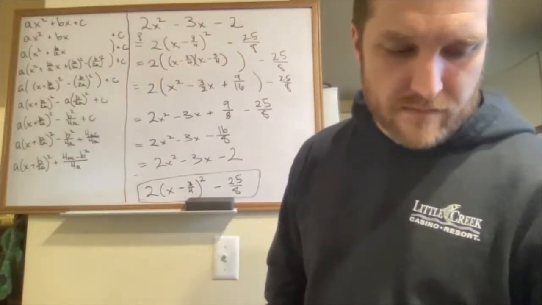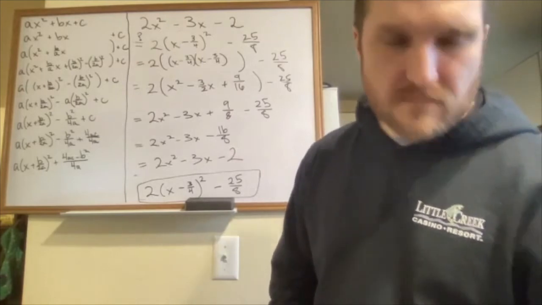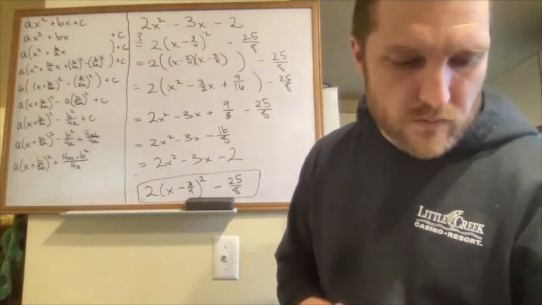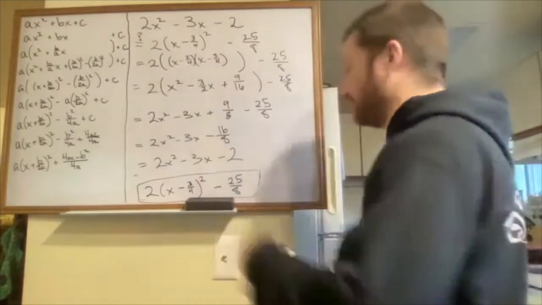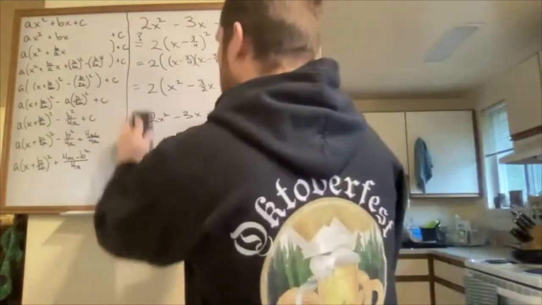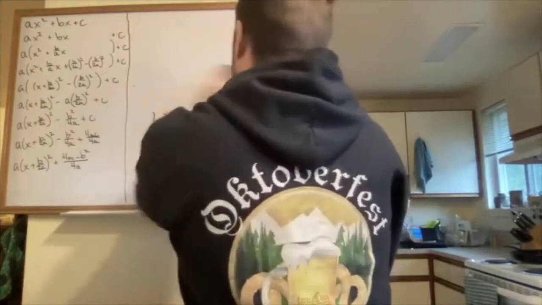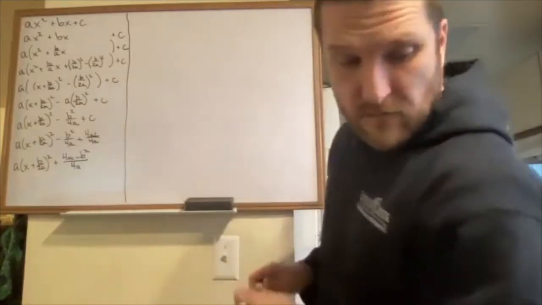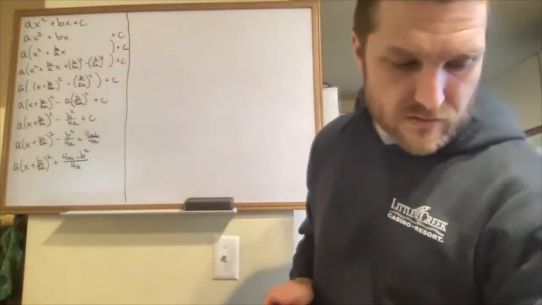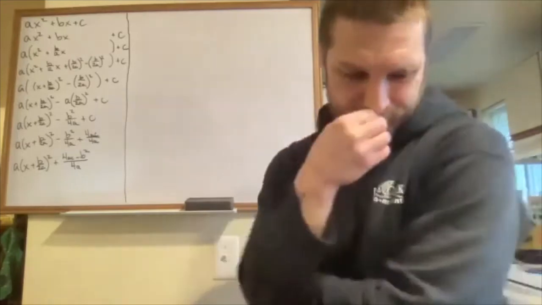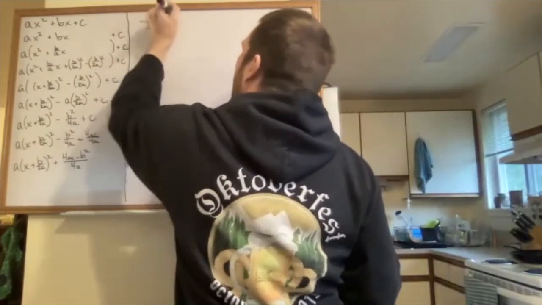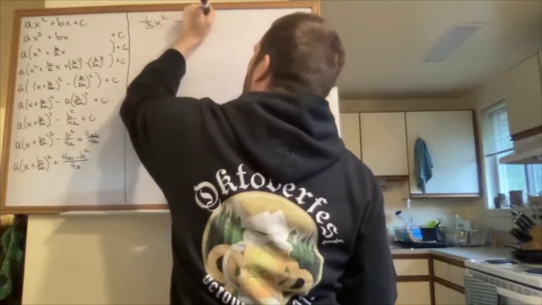We have one that's going to get uglier. Let's see, how are we doing on time? Okay, so let's do a couple really ugly ones. So let's do 1/3 x squared minus x plus 1.